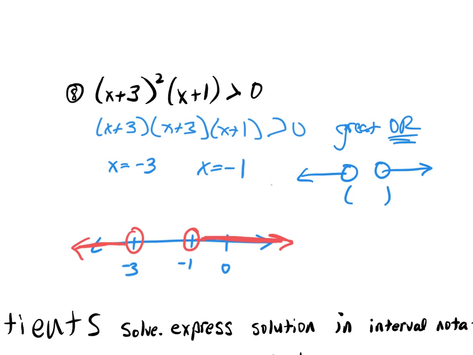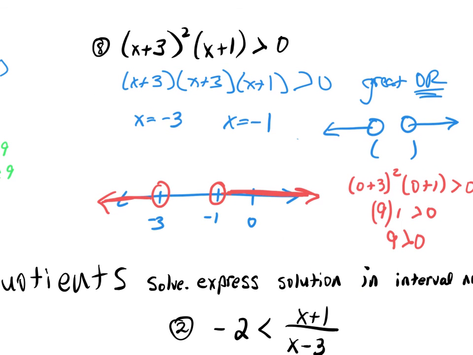So I'm going to plug in 0. 0 should work. So when I plug in 0, I have 0 plus 3 squared times 0 plus 1 is greater than 0. Well, 0 plus 3 is 3, and 3 squared is 9, times 0 plus 1 is 1. Is 9 greater than 0? Yes, so we're good to go.